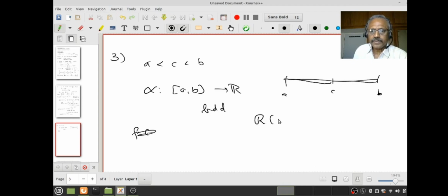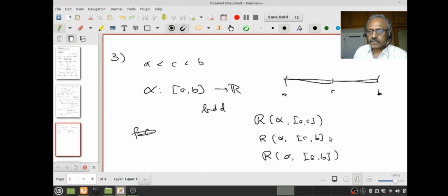R of alpha. Okay, now I will specify the domain: R of alpha on the domain AC, R of alpha on the domain CB. Also I can define R of alpha on the domain AB. Do all of you understand this notation? What does it mean? This is the set of all functions from the interval AC to R which are alpha integrable. Here alpha is the restriction of alpha to this interval, and similarly R of alpha on CB is the set of all bounded functions from CB to R which are alpha integrable, and so on.